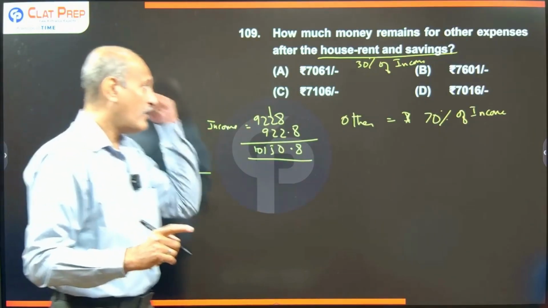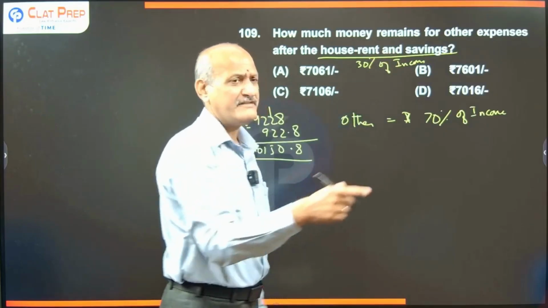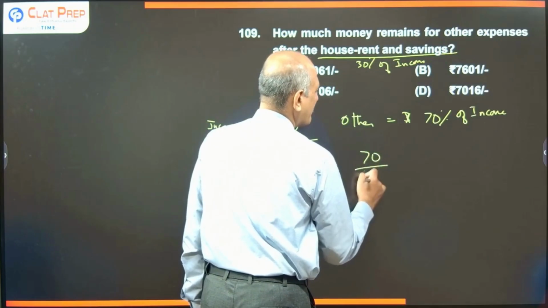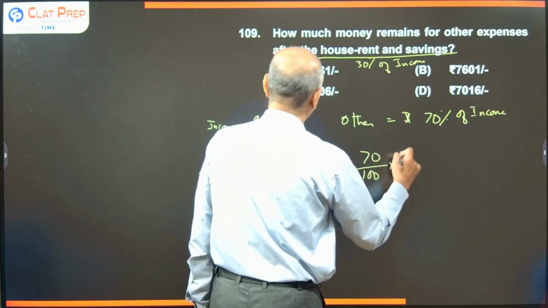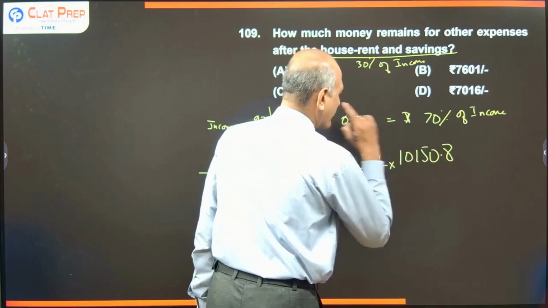And then how much is he spending on other expenses? Other than house rent and savings, it is 70% of this. So exactly what are we supposed to calculate? It is 70% of 10150.8.